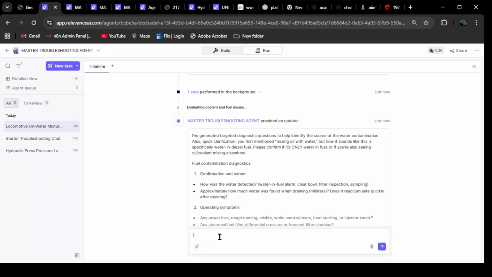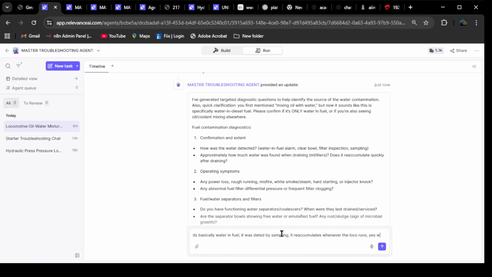It's basically water in fuel. It was detected by sampling. Approximately how much water was found when draining? Does it reaccumulate quickly after draining? It reaccumulates whenever the locomotive runs. It's whenever the loco runs. Yes, we have power loss.